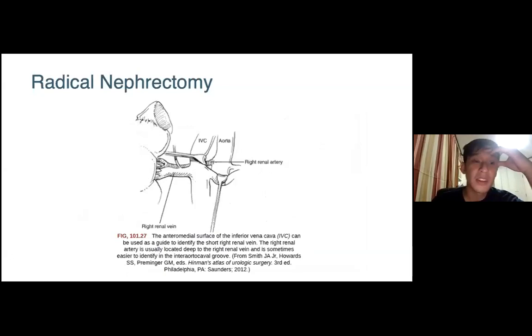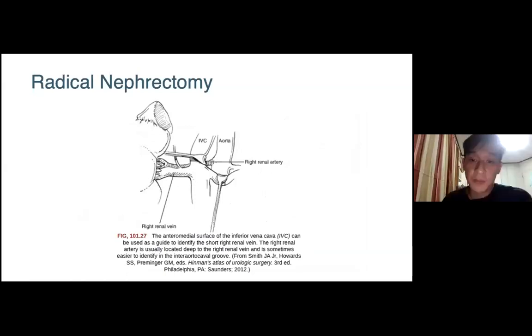After mobilization of the duodenum, the IVC should usually be identified at the posterior part if you're doing an abdominal approach. The dissection is carried out, and then the vein is identified. You place a vessel loop and gentle traction on the renal vein. The vein should be palpated for any thrombus.